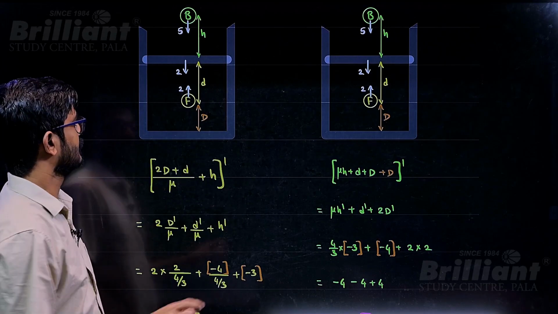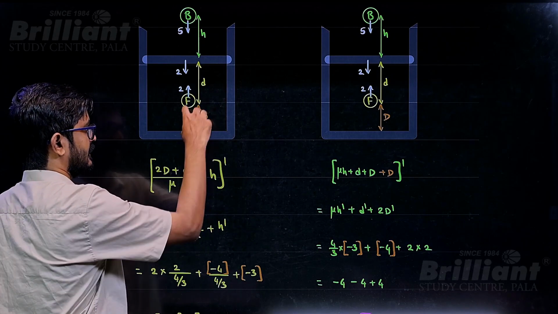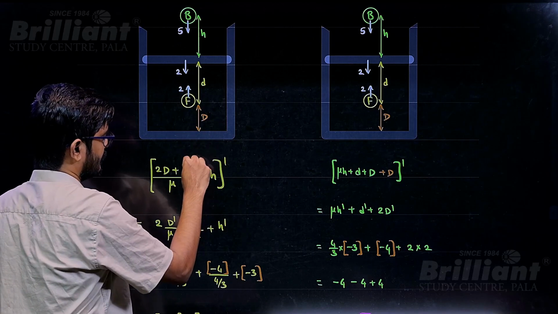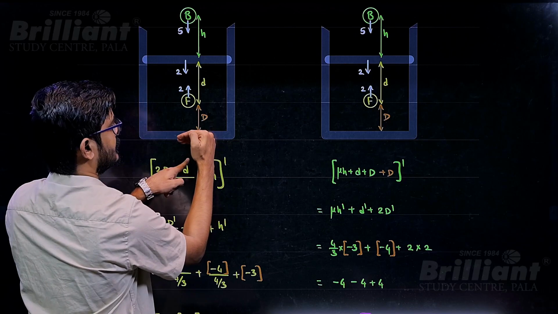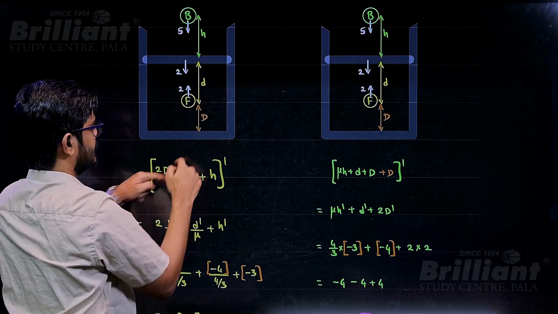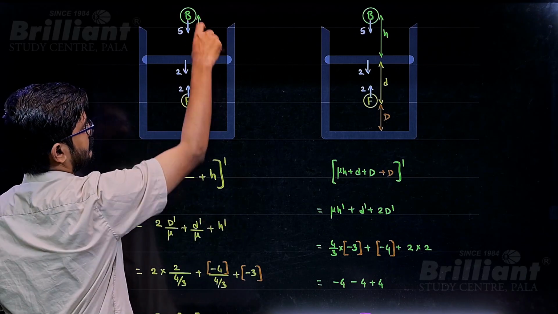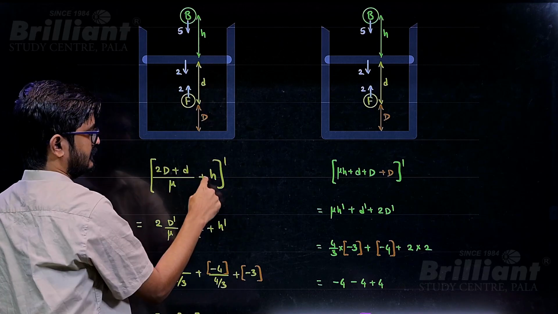So what we have done, we have taken the reflection here first, so the image will be formed here. Now that will act as the object for this, so the image will be shifting upwards. So we will be taking the total distance divided by mu. Now apart from that, there is h here, right?